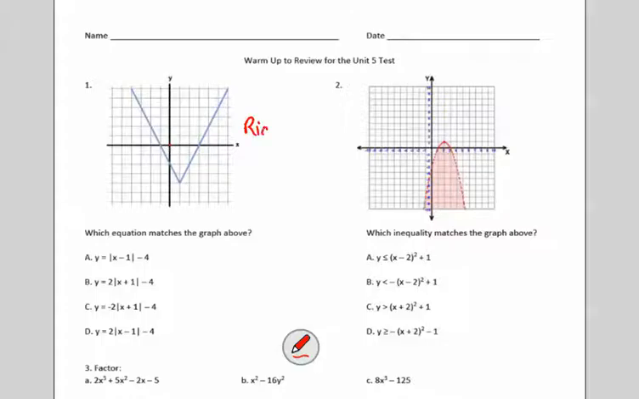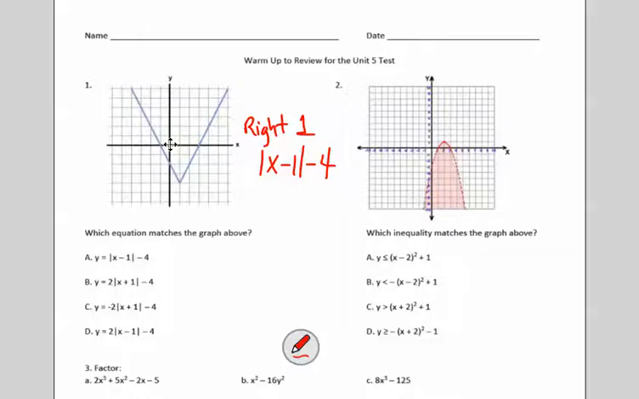So right 1 is happening to the x, and anything that happens to the x happens inversely. So inside your absolute value, you're going to need an x minus 1. Then down 4, that's happening to your y, so that happens outside the absolute value, and that's a minus 4.